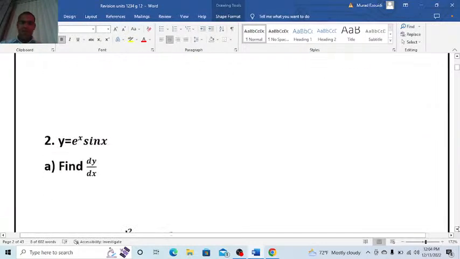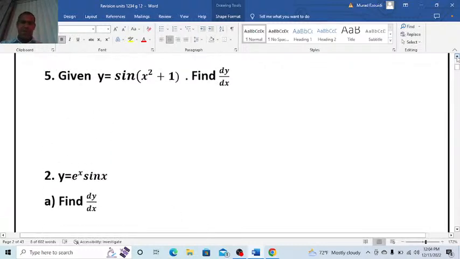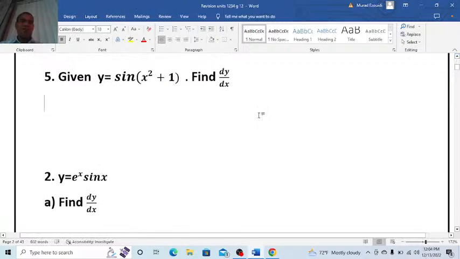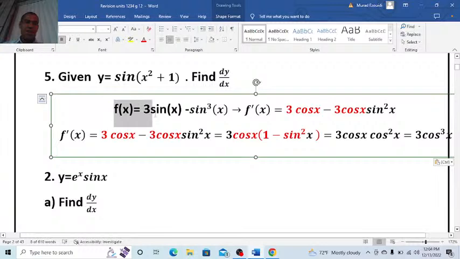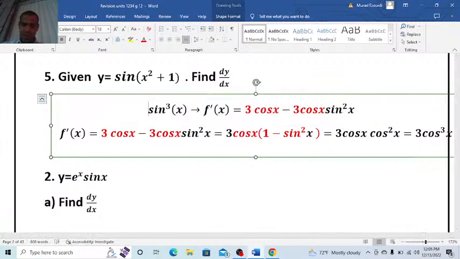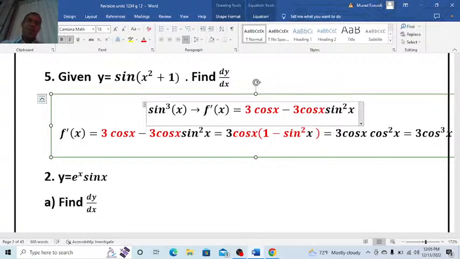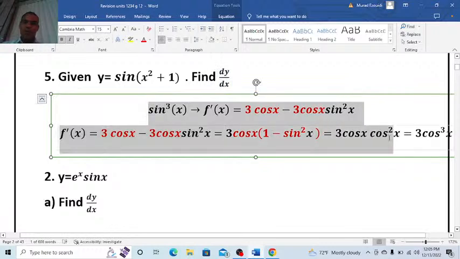Okay, so the second question: given that y equals sine of x square plus 1, find dy with respect to x. So this is my equation. We are told y equals sine of x square plus 1. To differentiate this, my learners, you will just proceed like that.